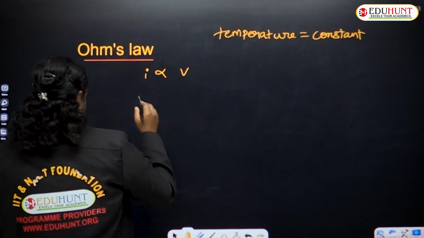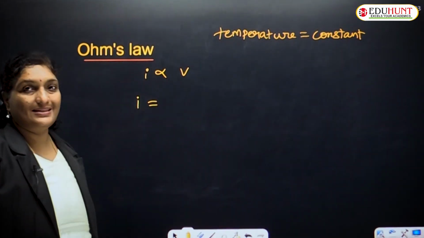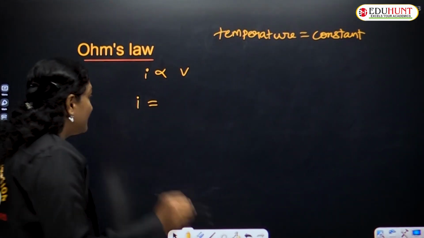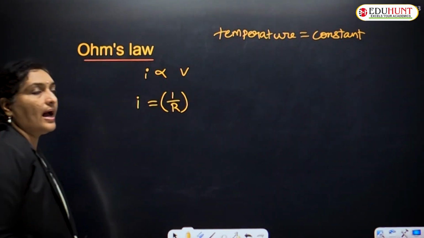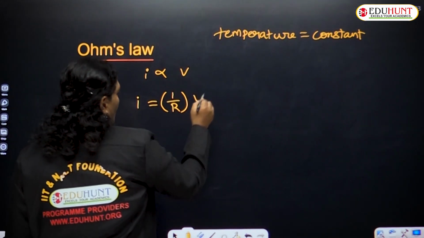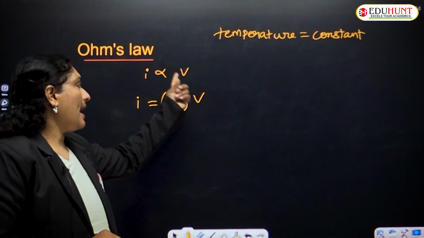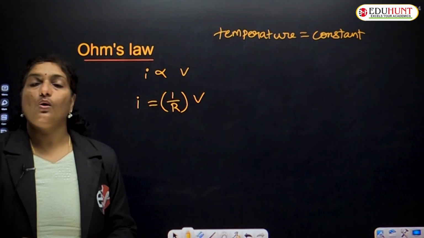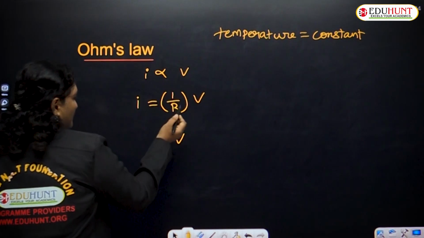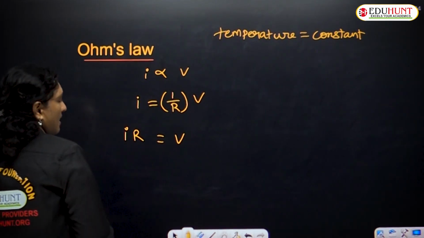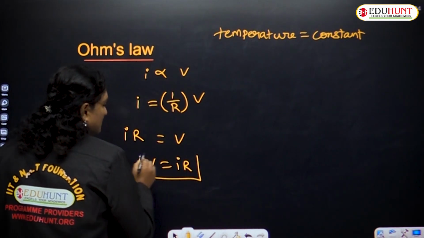If you extend this, I can be written as, if the proportionality symbol is removed, we need to replace it with some constant. That constant we represent with the letter, 1 by R. So I equals 1 by R into V. If proportionality becomes equality, we have to replace it with a constant, and that constant is taken as 1 by R. If you simplify this, bringing R to the other side, V equals IR. This is your Ohm's law.